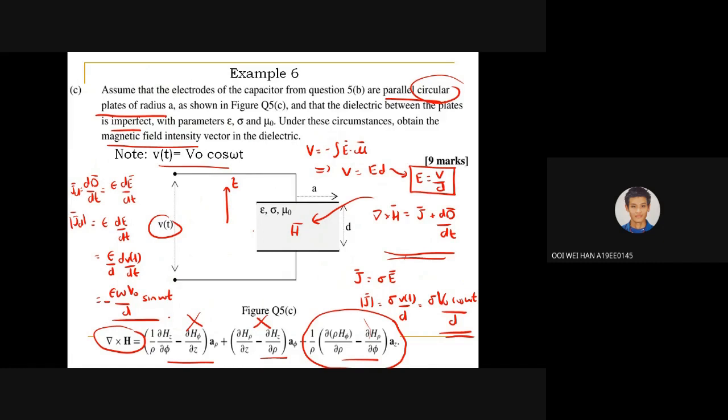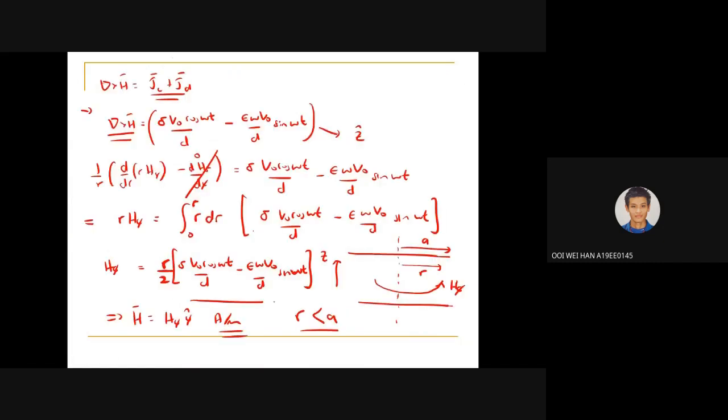And may I know for the r H naught, where is the term to get the r H naught? This is not r H naught, this is H_phi. Ah, the H_phi direction, sorry. Okay, all right. What's the question then? How to get the r H_phi?